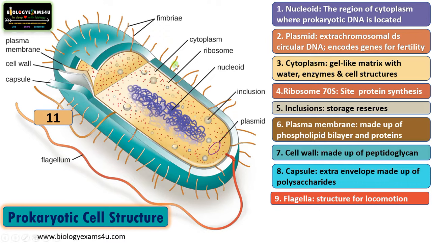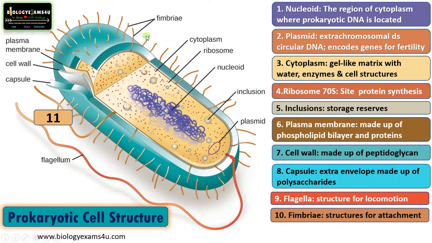Next structure is the fimbriae. These are all cell surface appendages. Fimbriae are, as you see, very short, and they cover the surface of bacteria, and are primarily meant for cell-to-cell attachment and also to attach the bacterial cell to a host or any other surface.